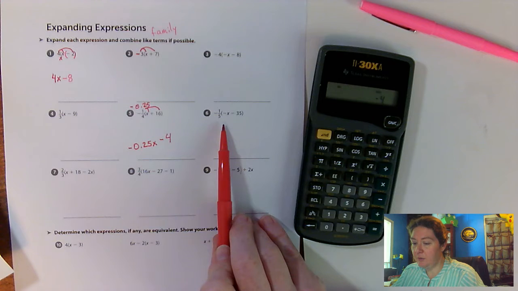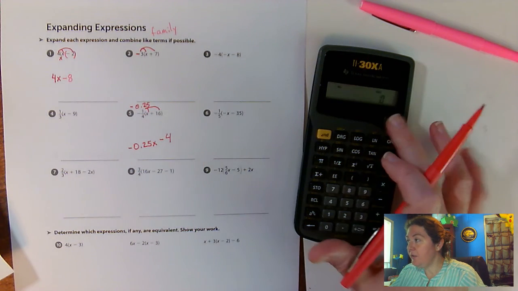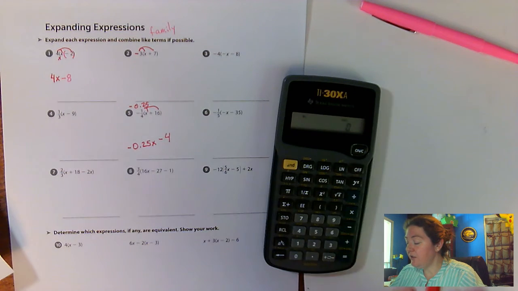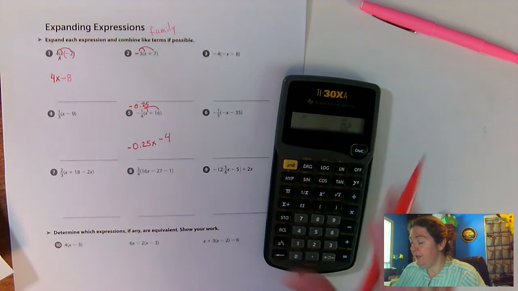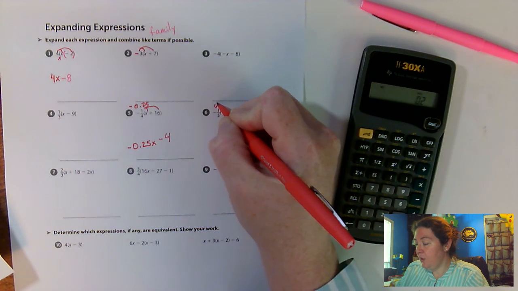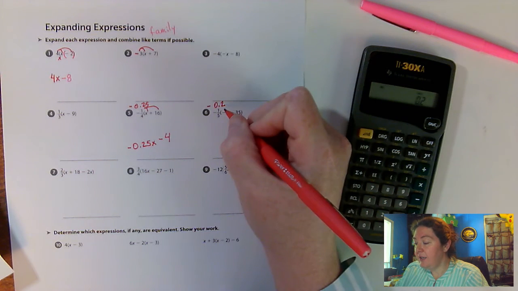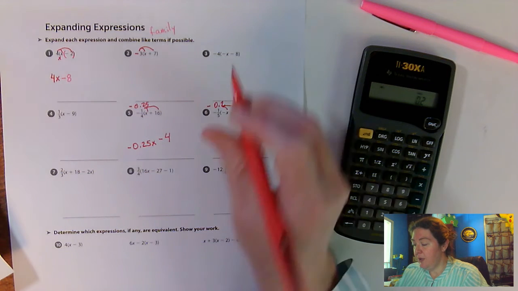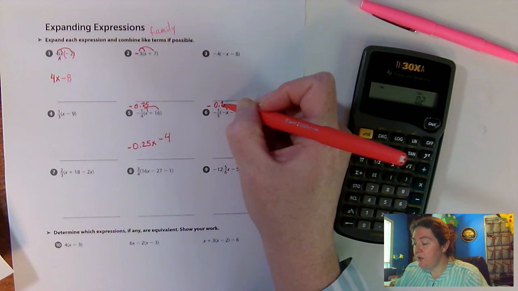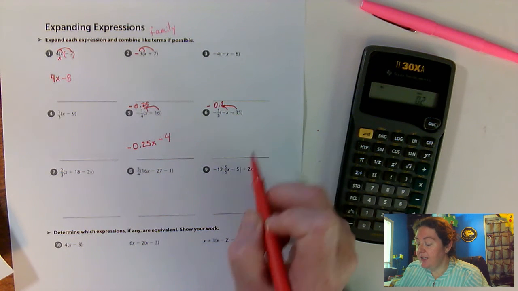On this next one, I notice I have another fraction. What am I going to do? I'm going to change that fraction to a decimal. 1 divided by 5 gives me 0.2, can't forget my negative. And again, just like I did on the others, steak dinner. Multiply negative 0.2 times x, and negative 0.2 times negative 35.